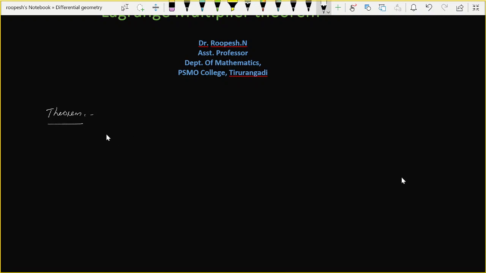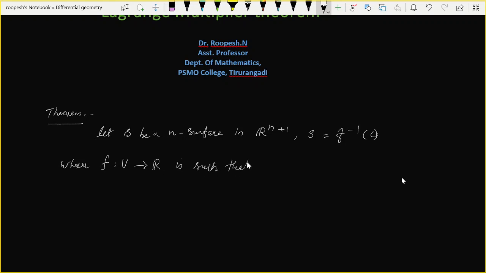Let S be an n-surface in R^(n+1). S equals F inverse of C, where F is defined from U to R, such that del F of q is not equal to 0 for every q belonging to S. Nothing but our surface definition.